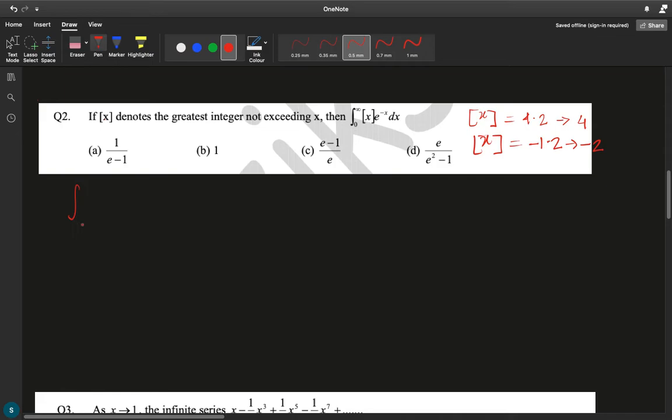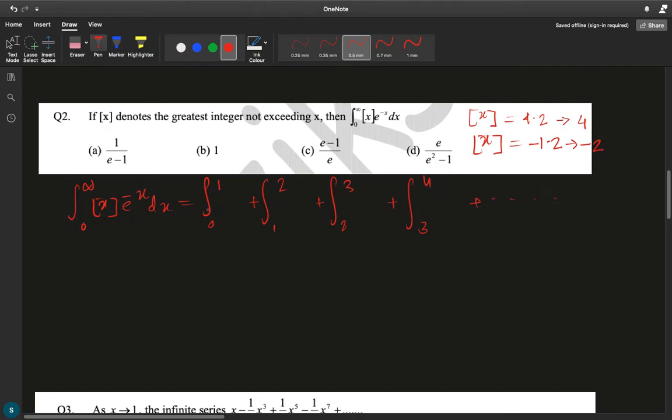And if I want to evaluate this integration, that is the integral of box x times e to the power minus x dx, then what we need to do is split the integration into a few separate parts. All right, so first 0 to 1, then 1 to 2, and then 2 to 3, and then 3 to 4, and so on.